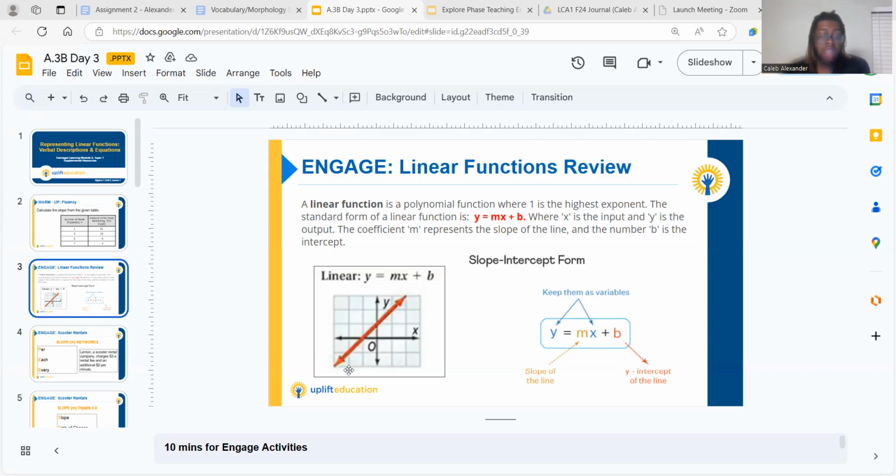So we have our graph right here, which is our y. It is the linear function in this case in slope-intercept form, and we break down the slope-intercept form a little more. So what are the things we need to keep in mind? What is the slope of the line? And what is the y-intercept of the line?